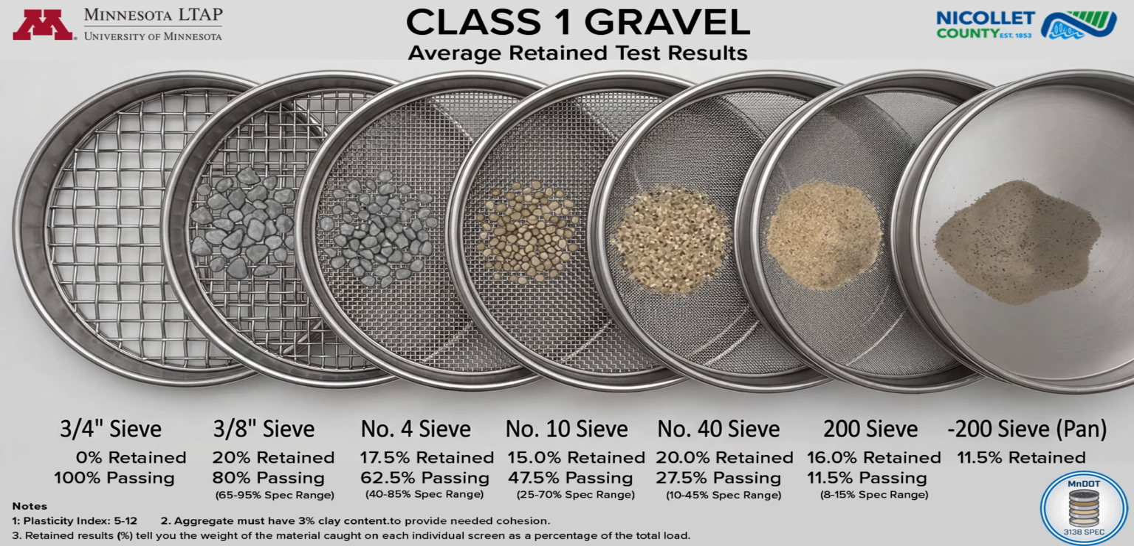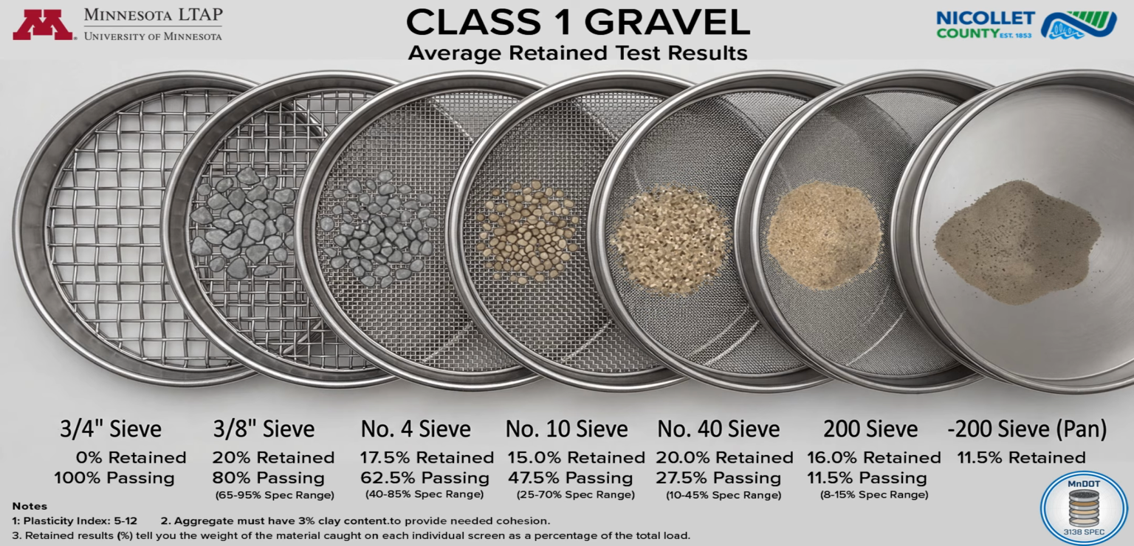Number 200 sieve. This screen is extremely fine. In this test, 16% of the material is retained on the 200 screen. Minus 200 fines. The pan. The material that falls all the way into the bottom pan is the most important part of the recipe. Here, we have 11.5% passing the 200 sieve. This falls perfectly within the 8 to 15% allowable range.